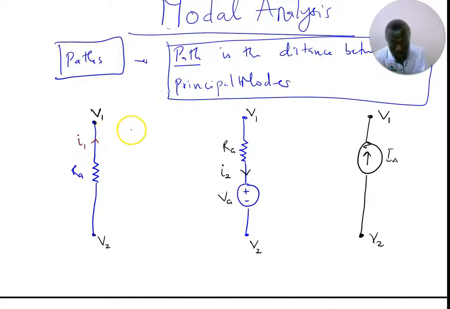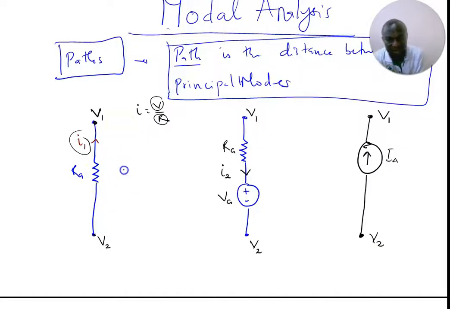So what do we do? Please pay attention, this is so critical. If I get a path like this and I want to find the current value here, we know that I is equal to V over R. We all agree from Ohm's law. So I need to find the ratio of the voltages on the path to the resistance. The ratio of the voltage to the resistance.